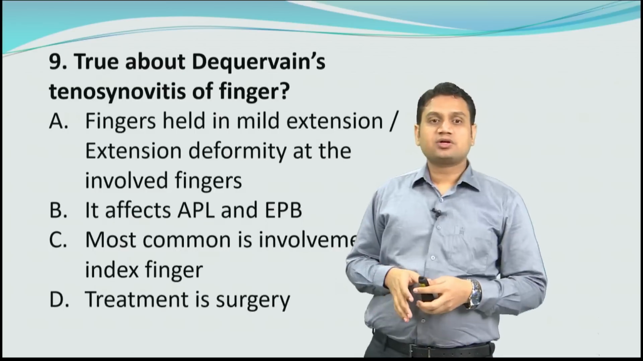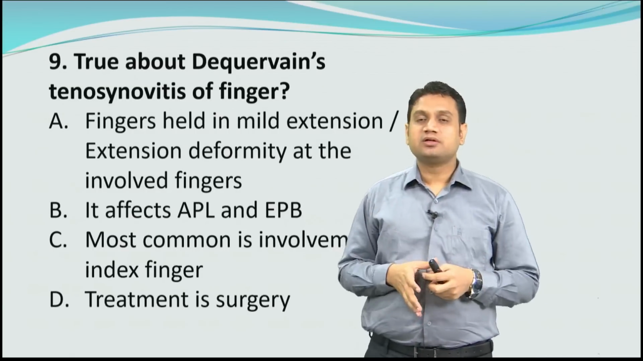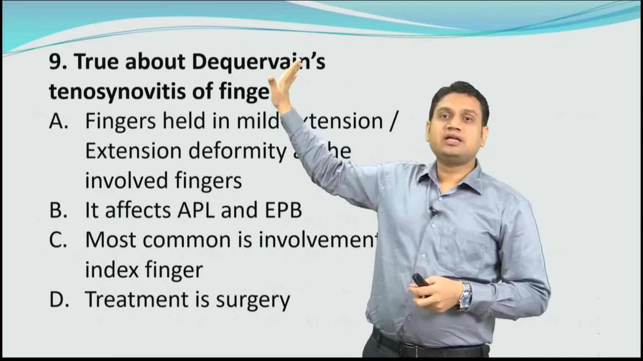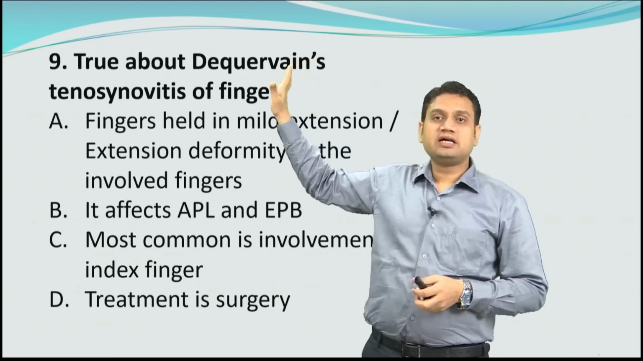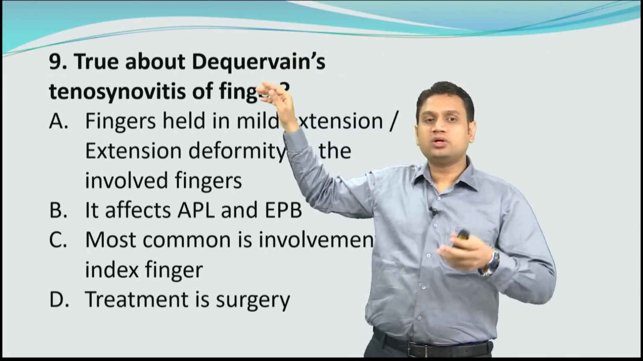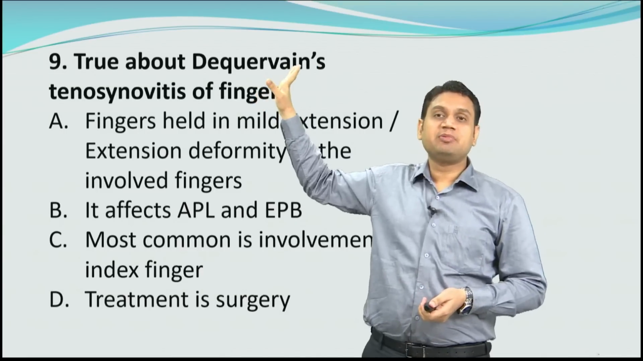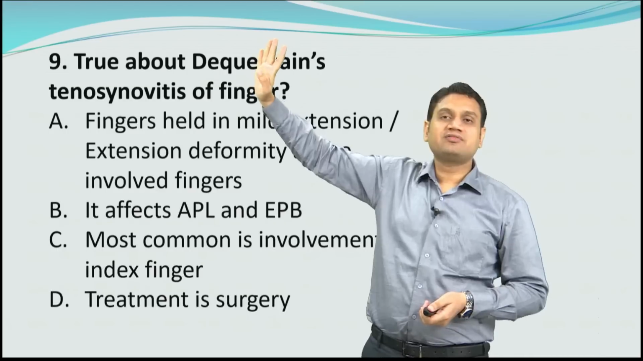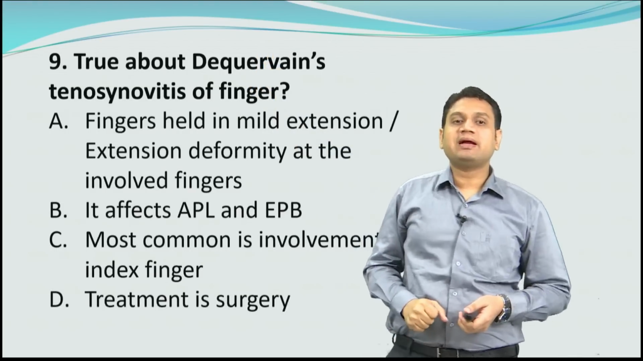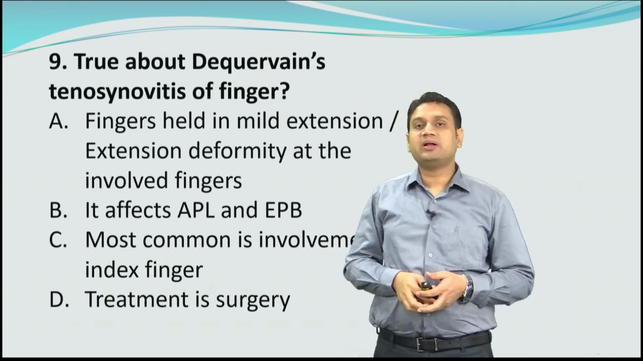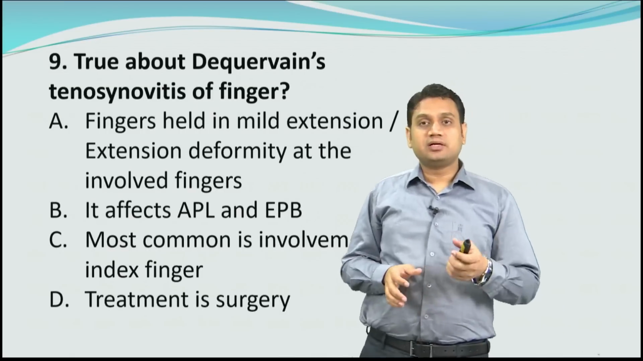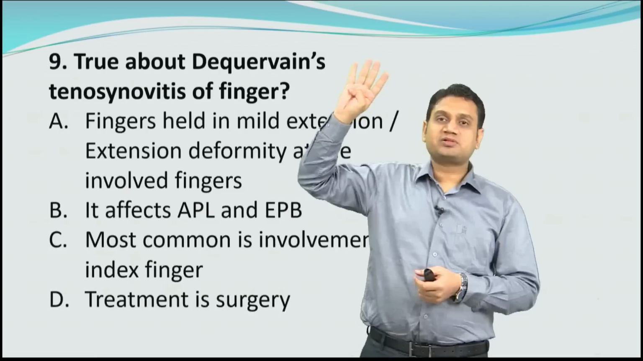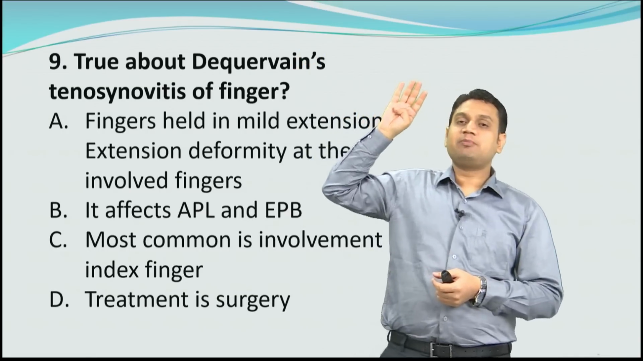If somebody has got the inflammation of the thumb, why will the thumb be held in abduction like this? If you are trying to keep it in extension... about de Quervain tenosynovitis, they want to know the true statement. So only one statement is true here, that is APL and EPB. If I try to overextend it, or if I try to flex it, both ways I am going to have the pain. So why will the fingers be held in mild extension? Fingers don't have a role to play here. De Quervain's has inflammation at the base of the thumb, right? So nothing to do with the fingers, number one. So option A is absolutely wrong. It affects the APL, EPB is correct.